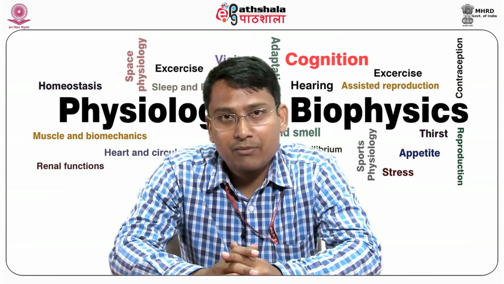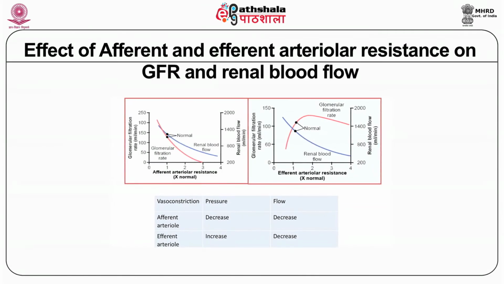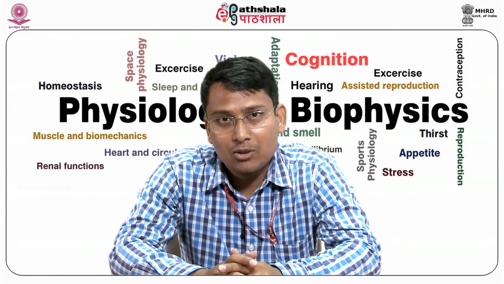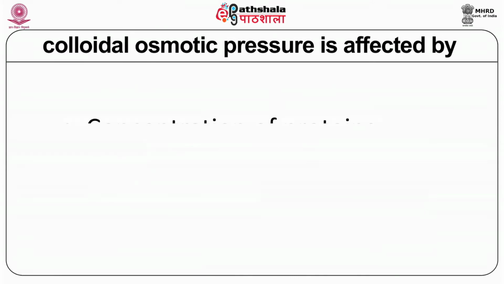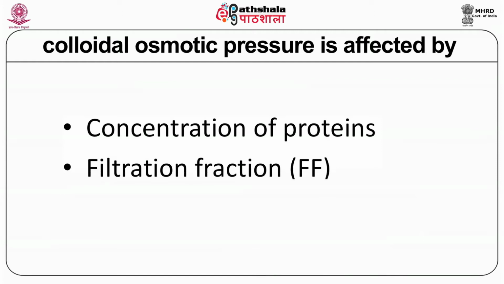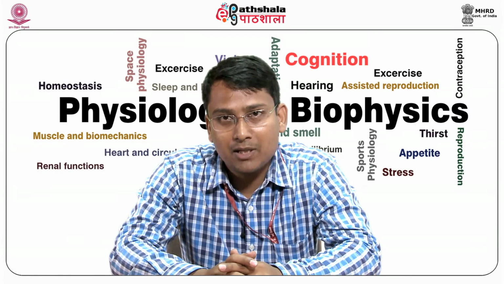Now, coming to the factors affecting oncotic pressure at the glomerulus, in the same diagram the biphasic response is where the oncotic pressure is reflected. So, the colloidal osmotic pressure is affected first by the concentration of proteins and the filtration fraction, which is shown in the diagram regarding the plasma proteins.